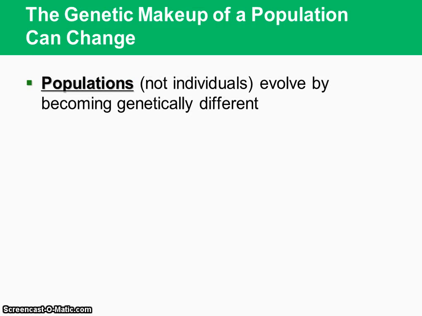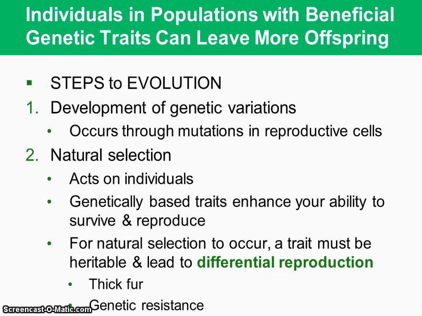Genetic makeup of a population can change, and so these are some basic rules of evolution. It is populations, not individuals, that evolve. Populations become genetically different. We don't talk about a single organism as having evolved. So some steps to evolution. First thing that has to happen is you have to have genetic variation in your population, and this occurs through mutations in reproductive cells. Then you have to pass on those genetic variations, and this occurs through natural selection.